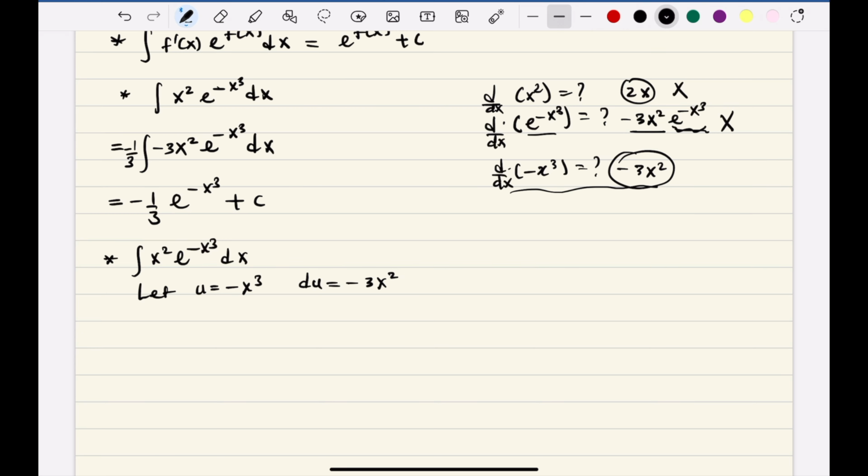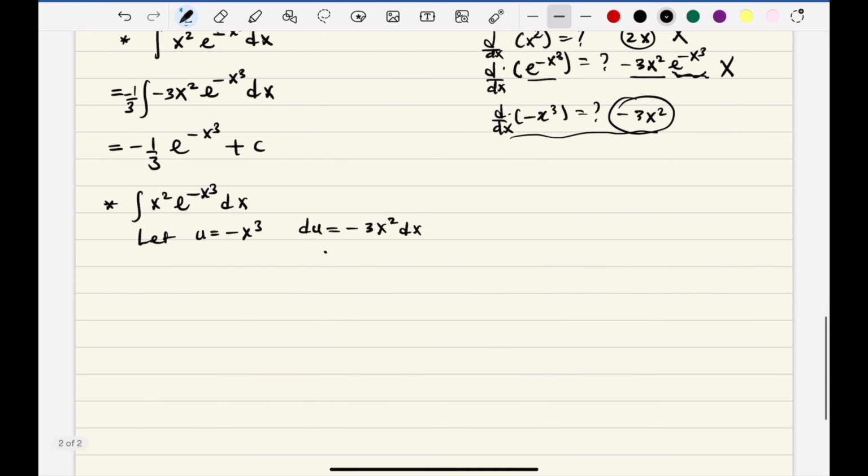Then we just multiply both sides by dx. That means we have du equals negative 3x squared dx. And we just substitute everything here. Before we substitute it, we can write this as the integral of e raised to power negative x cube times x squared dx.